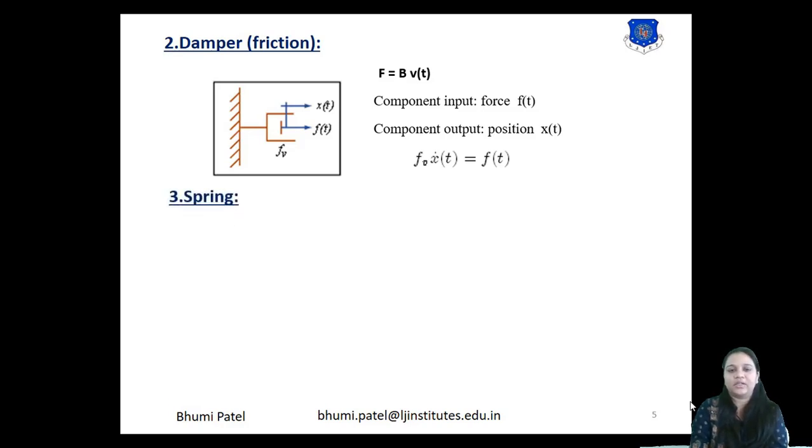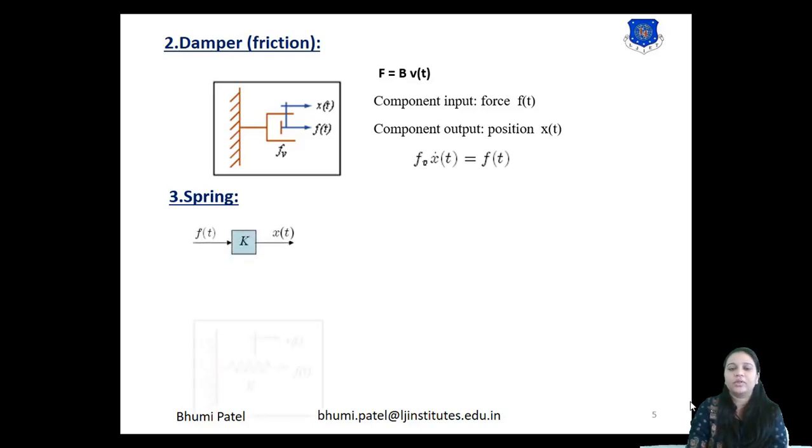Third one is the spring. Definition of spring: a spring is considered to be an element that stores potential energy. These are used to provide restoring force. When a spring is deformed, a reaction force is produced. This force will oppose the applied force and bring the spring back to its original condition. So, the reaction force produced by the spring is directly proportional to the displacement of the spring.